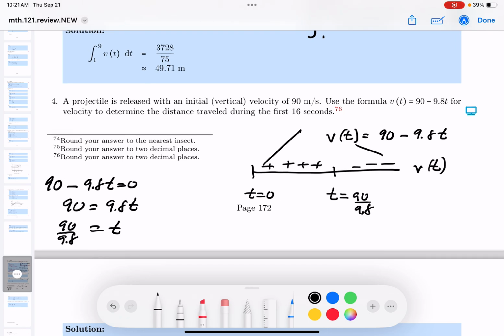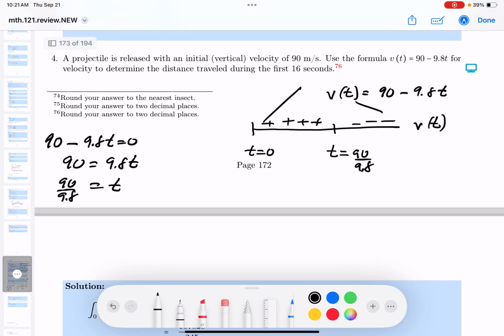So I'm going to write the integrals down for you now. I want to do the distance going up. That's a positive distance, by the way. So that's going to be this over here. It starts at 0, and we're going to go up to 90 over 9.8. And this is upwards, a positive distance. And what's the integral going to be? 90 minus 9.8t dt.